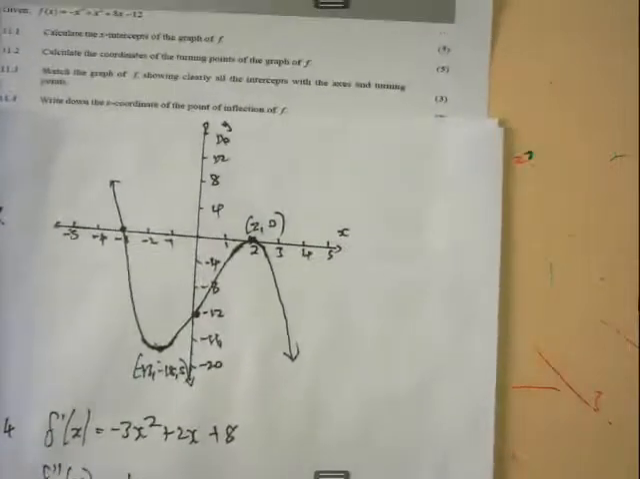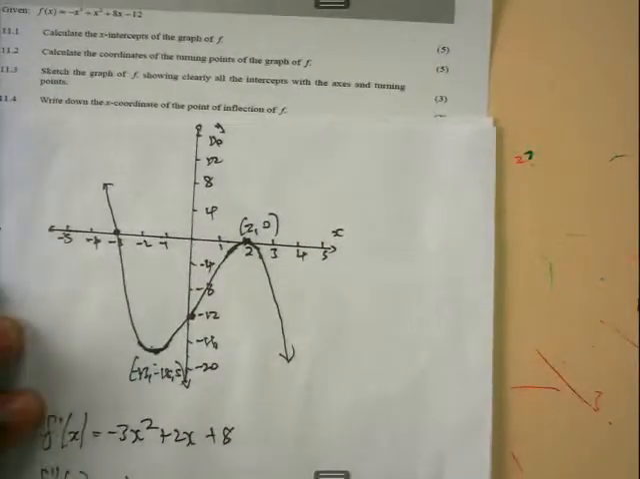Please, boys and girls, look at the question. Here they said write down the x coordinate of the point of inflection of f. It means in this case you are only looking for x, right?